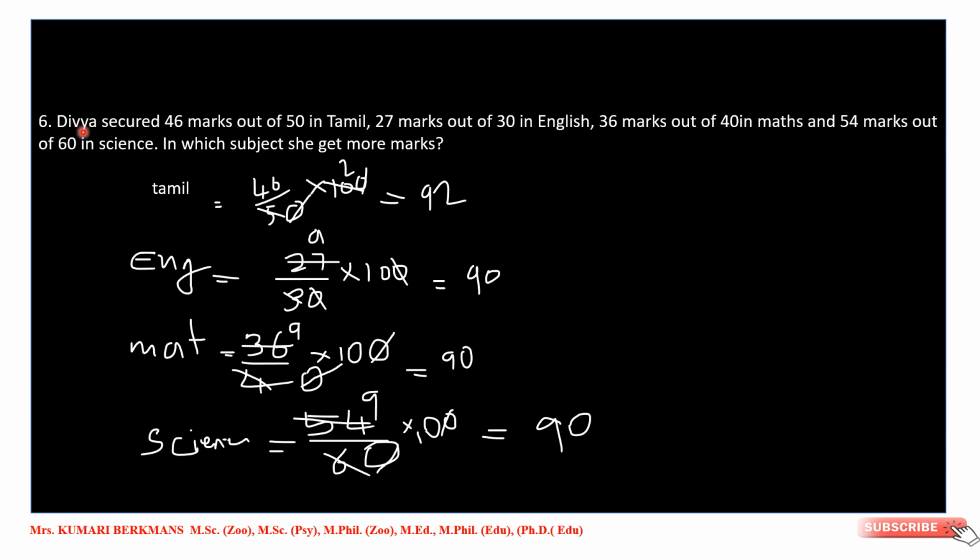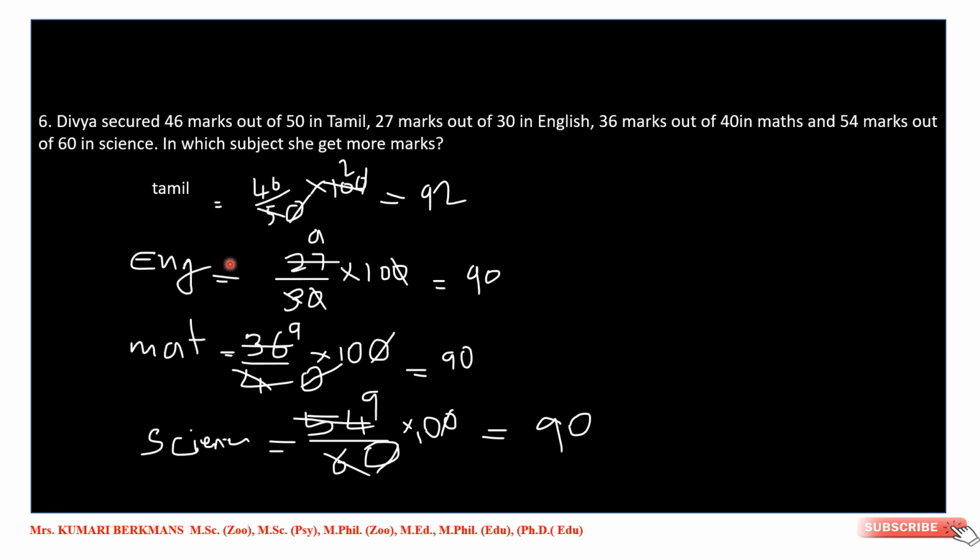See, this problem is: Divya secured 46 marks out of 50 in Tamil, 27 marks out of 30 in English, 36 marks out of 40 in Maths and 54 marks out of 60 in Science. In which subject did she get more marks? This we can derive very simply. Let us take Tamil. In Tamil she got 46 out of 50.